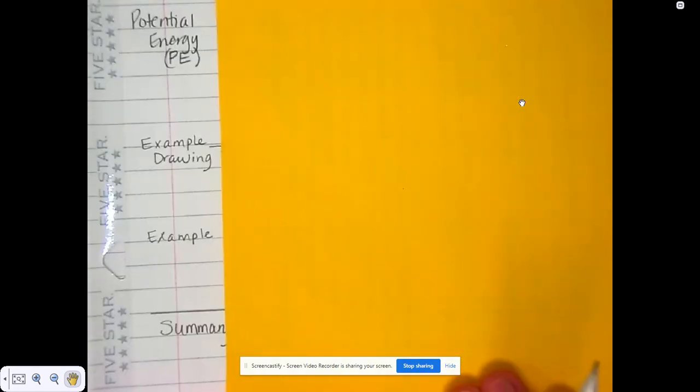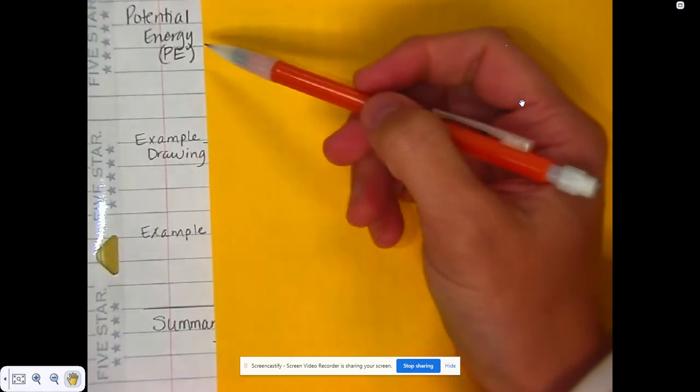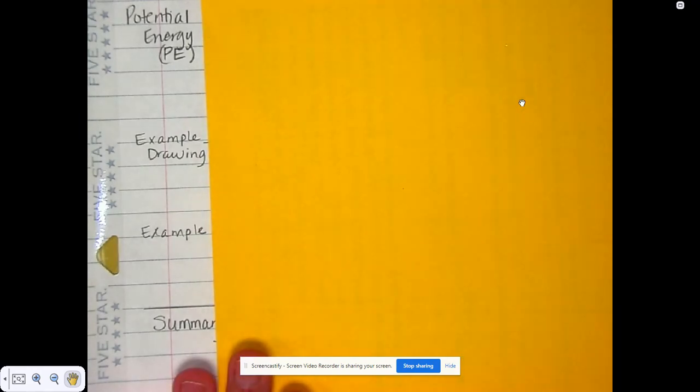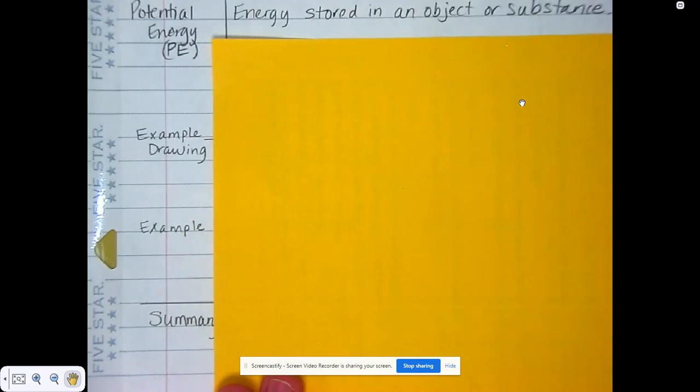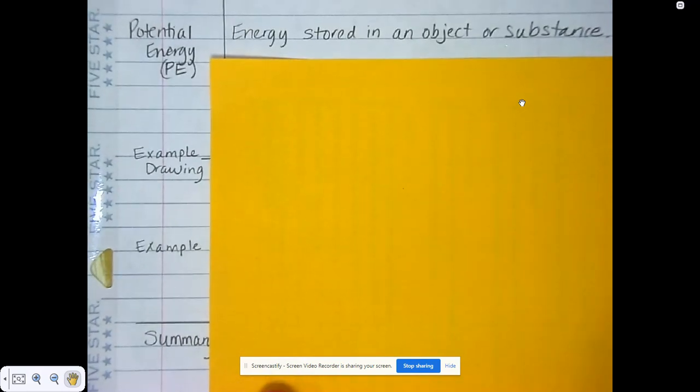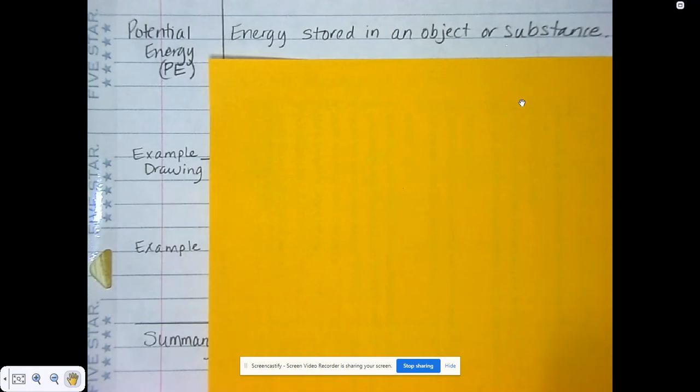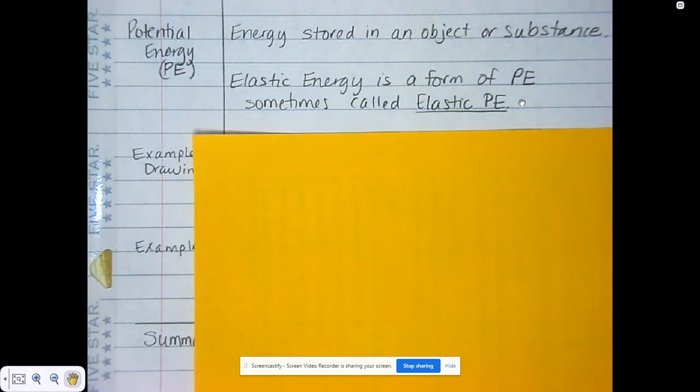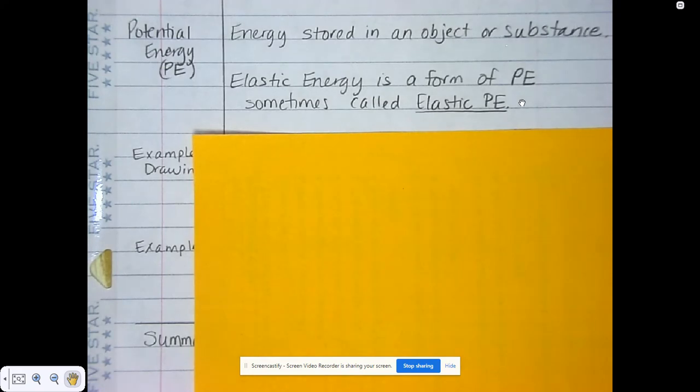So I'm going to write down in my notes potential energy, and I might even abbreviate it as PE. And then the definition. It mentioned that it was stored in an object or a substance. Very simple. They mentioned that already in the article. They mentioned that elastic energy is a form of potential energy. Sometimes we call it elastic potential energy. So I got that from those two paragraphs. I didn't write everything down that they mentioned, but I kind of summarized that in a definition for myself.